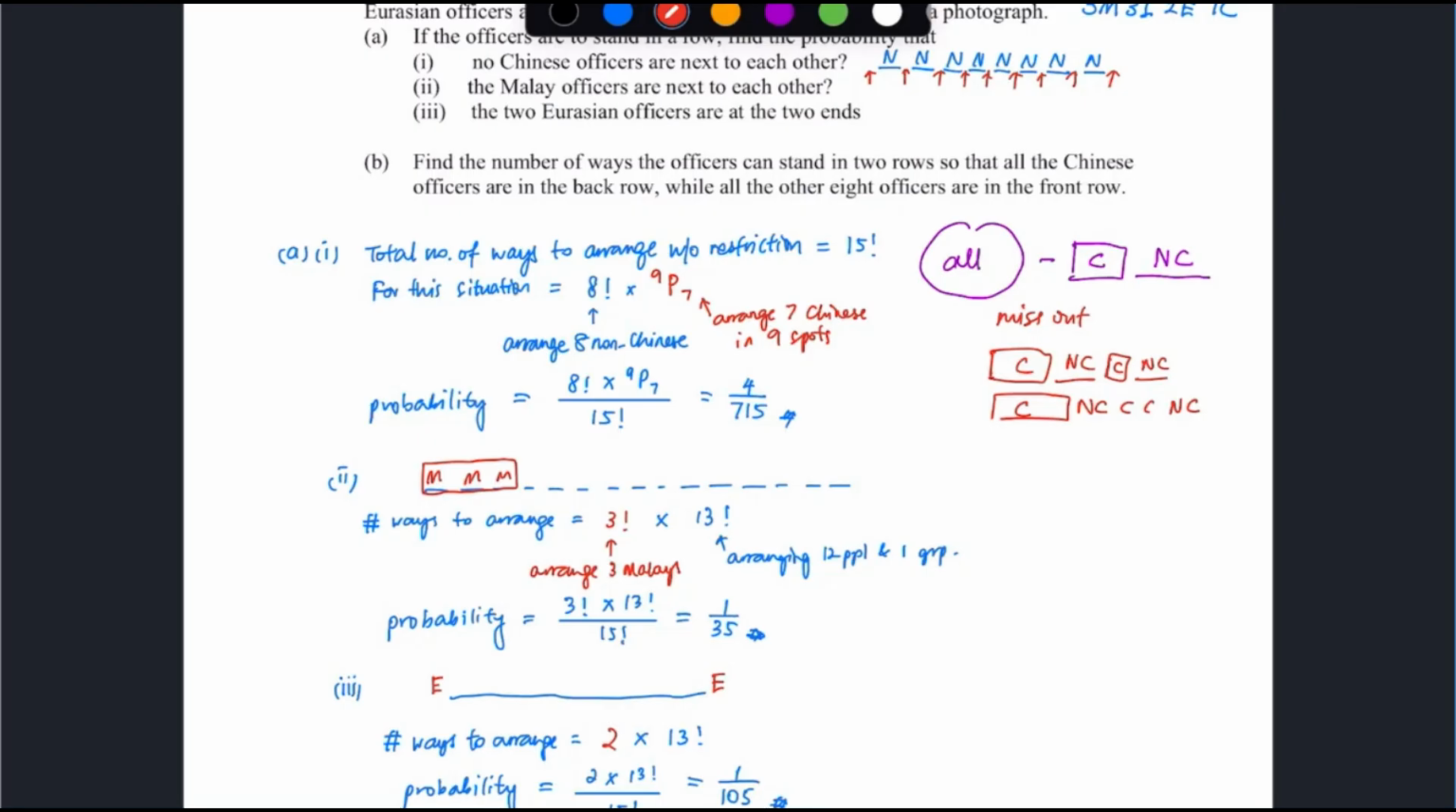One more time, to look at this question again. This question is about finding the probability that none of them are next to each other, so we really have to slot them into the gaps over here. If we are looking for not all Chinese officers next to each other, where some may be next to each other, this will be wonderful. We take all of them minus all of them together.